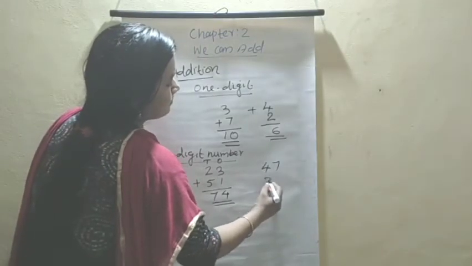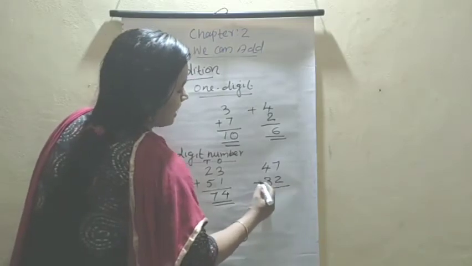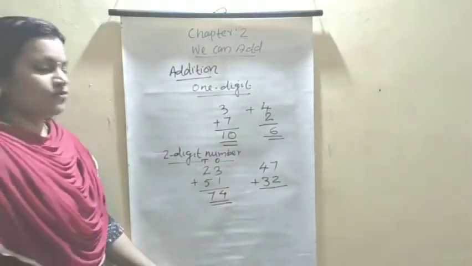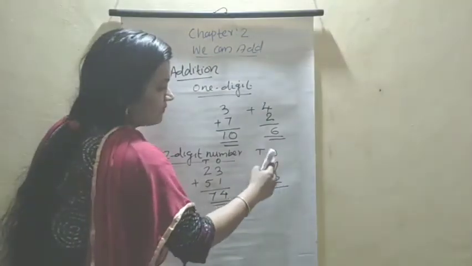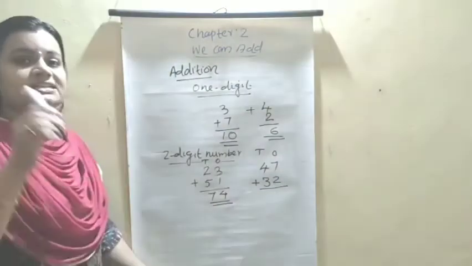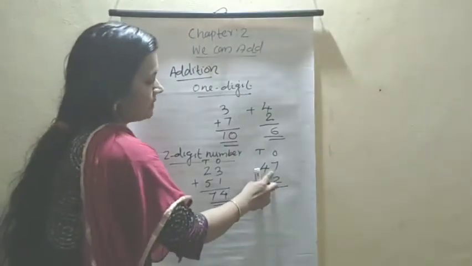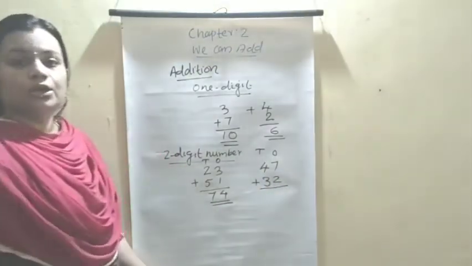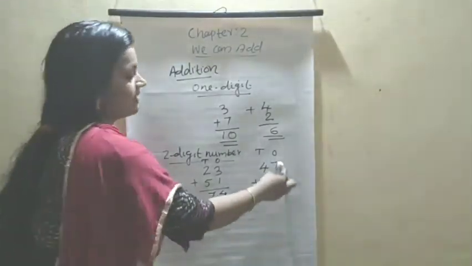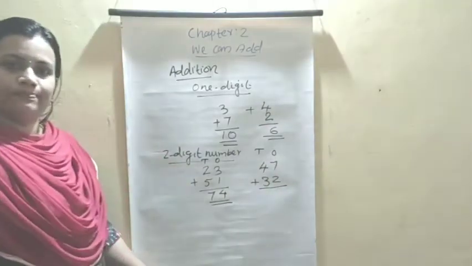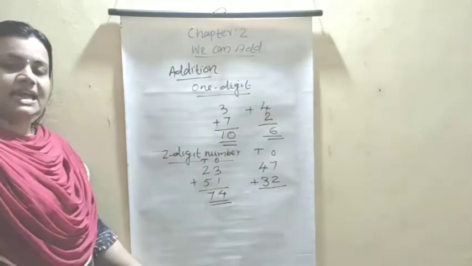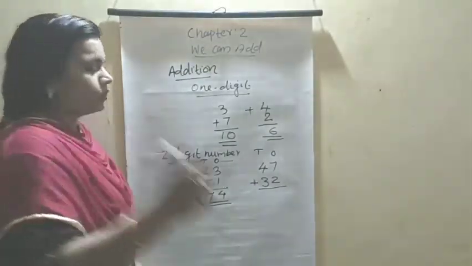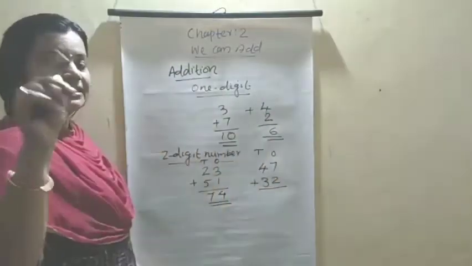Okay, next up. Write the next number: 47 plus 32. Add these two numbers. First, you start from the ones place. 2 plus 7 or 7 plus 2. Both are same. Take your two fingers. Count after 7: 8, 9.